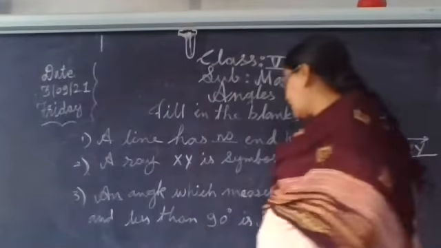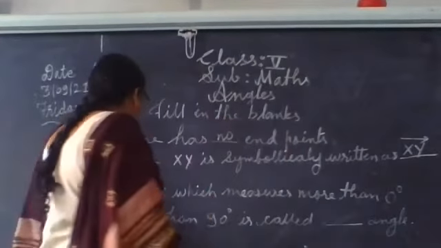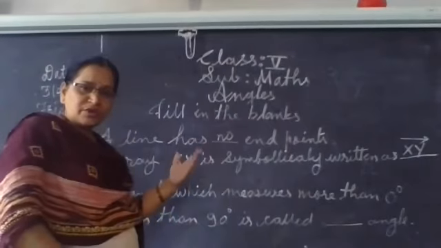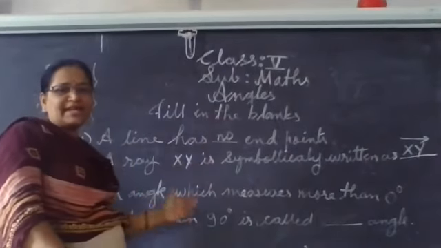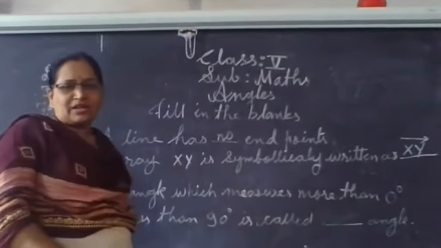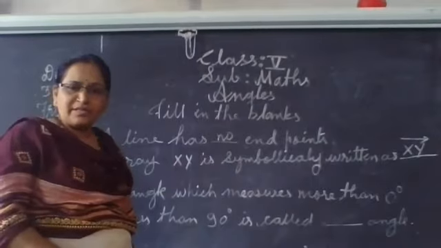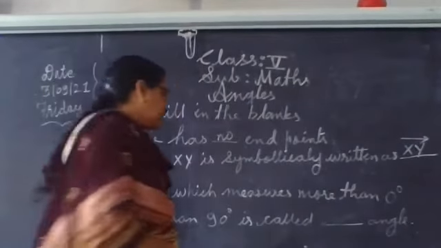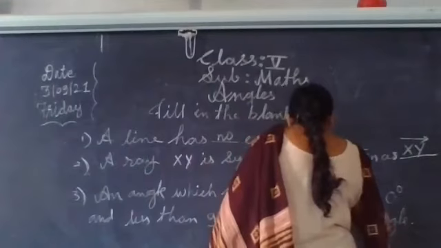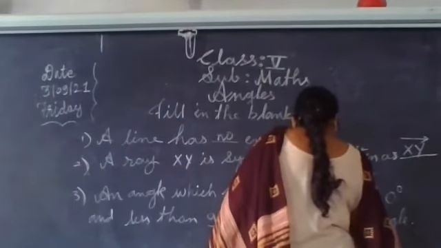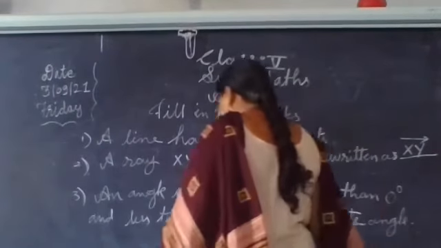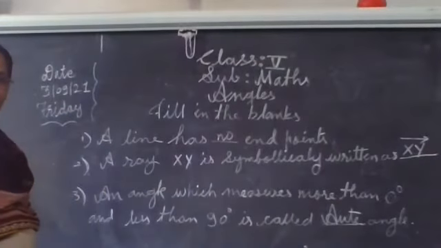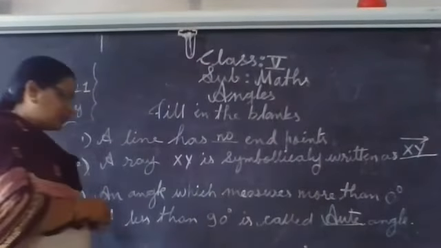Now see the third one. An angle which measures more than 0 degree but less than 90 degree is called dash angle. So what type of angle is it? Yes, it lies between 0 and 90. That means it is an acute angle. Got it, children? Okay. Now see the fourth question.